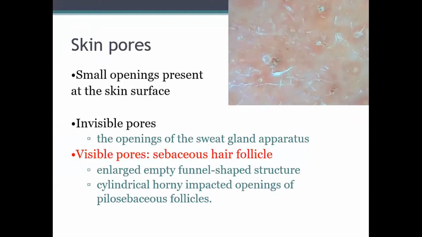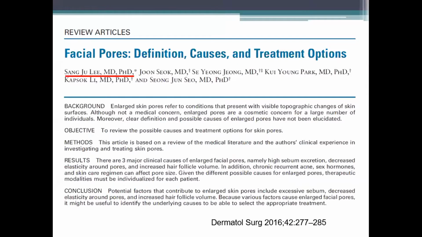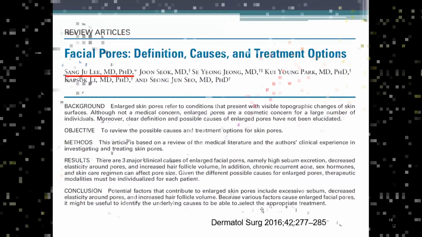Pores are small openings present at the skin surface. There are two types of pores in the skin: invisible pores and visible pores. When we talk about pores, we are talking about the sebaceous hair follicle. It is an enlarged, empty, funnel-shaped structure, with cylindric, honey-impacted openings of pilosebaceous follicles. If you want to know more about pores, please read this article I have written in the past.